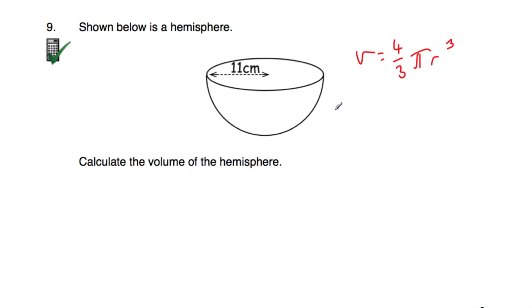Now, some people learn the formula for the volume of a hemisphere, that's 2/3 pi r cubed, but what I tend to do is just work out the volume of the whole sphere and then divide by 2. So it's really up to you whether you want to learn the volume of a hemisphere being 2/3 pi r cubed, or whether, like me, you just want to work out the volume of the whole sphere, which is 4/3 pi r cubed, and then just half it at the end.